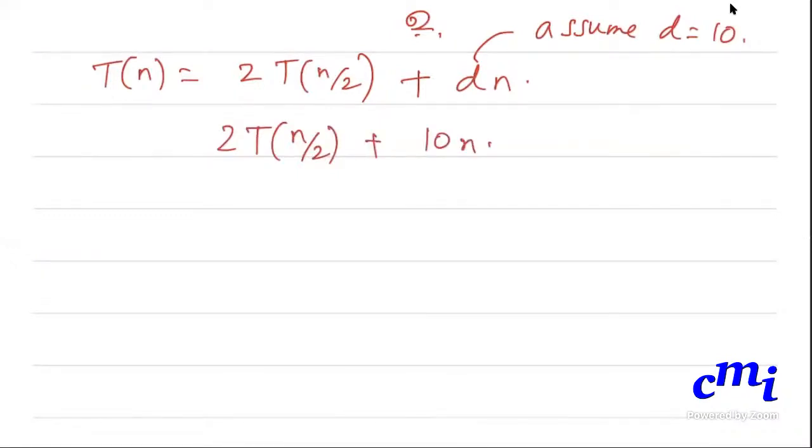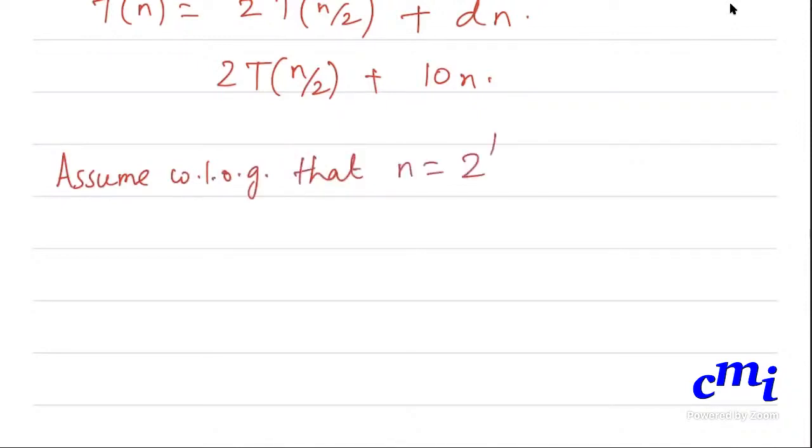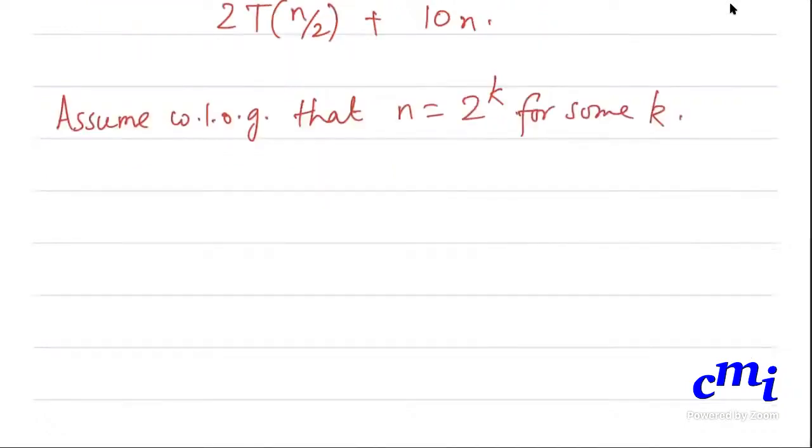Now you want to work out what this recurrence actually means. I want to do 2T(n/2), but when I do 2T(n/2), I will have to do some 2T(n/4), etc. So it makes sense to assume that n is a power of 2. If it is not a power of 2, take the smallest power of 2 larger than n, and then you can do the same analysis. Assume without loss of generality that n equals 2 to the k for some k.